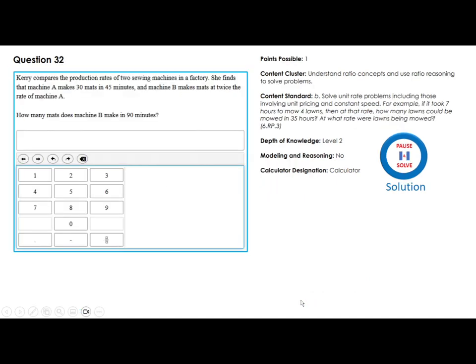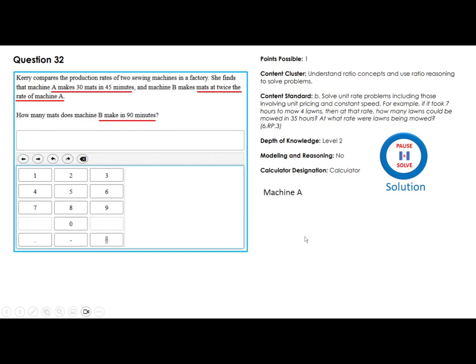Carey compares the production rate of 2 sewing machines in a factory. She finds that machine A makes 30 mats in 45 minutes, and machine B makes mats at twice the rate of machine A. Twice. How many mats does machine B make in 90 minutes?